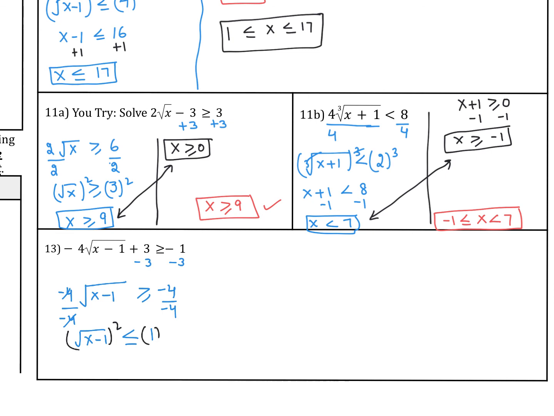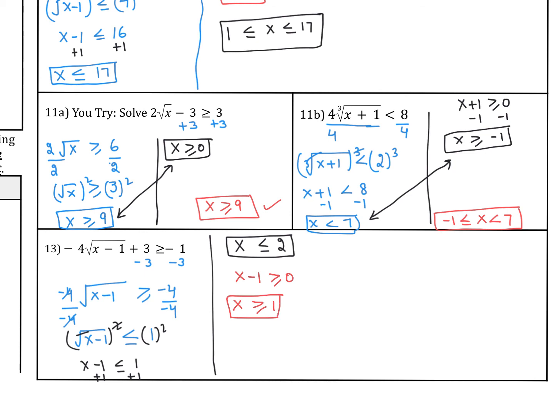Take the square on both sides, you get x minus 1 less than or equal to 1, and plus 1 on both sides, you get x is less than or equal to 2. That's one of your results. The other result is when you set x minus 1 greater than or equal to 0, because inside the square root, this expression should be greater than or equal to 0. So x should be greater than or equal to 1.